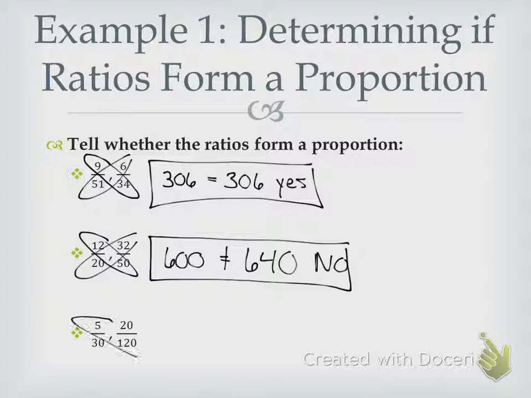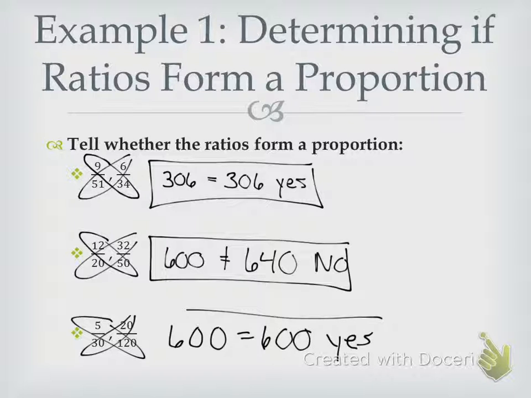All right, so 5 times 120 is 600. 30 times 20 is 600. So it's yes. All right, who got that right? 600 equals 600. Okay, first section of your homework right there. All right, so that's example 1.